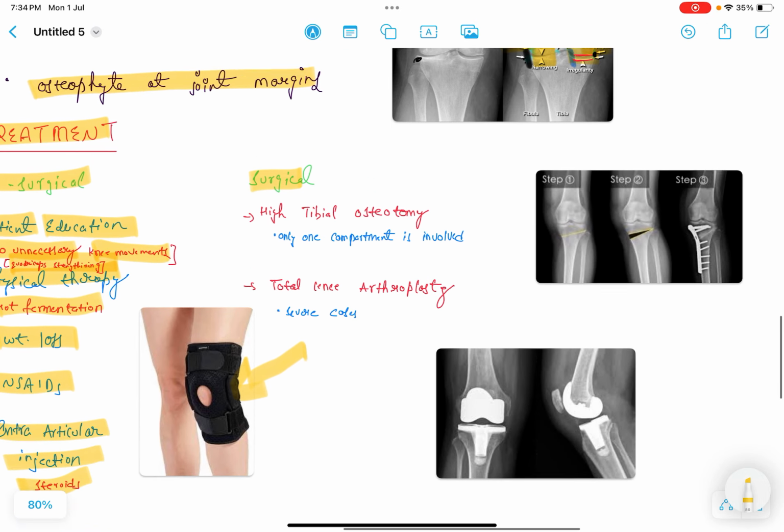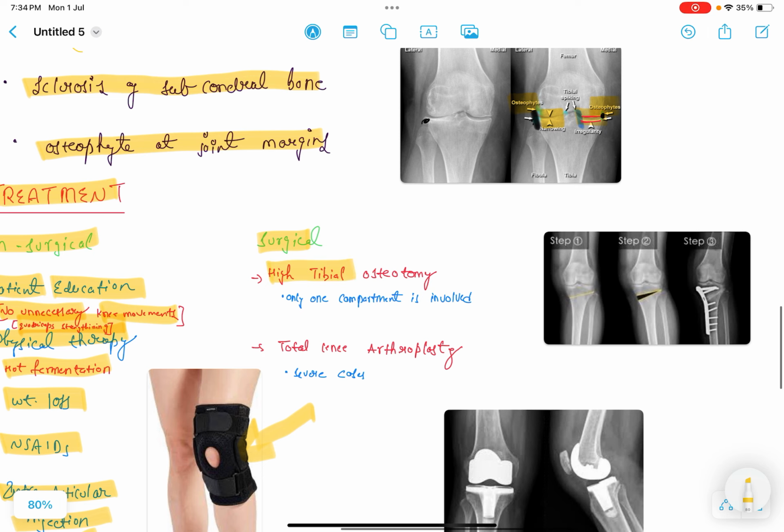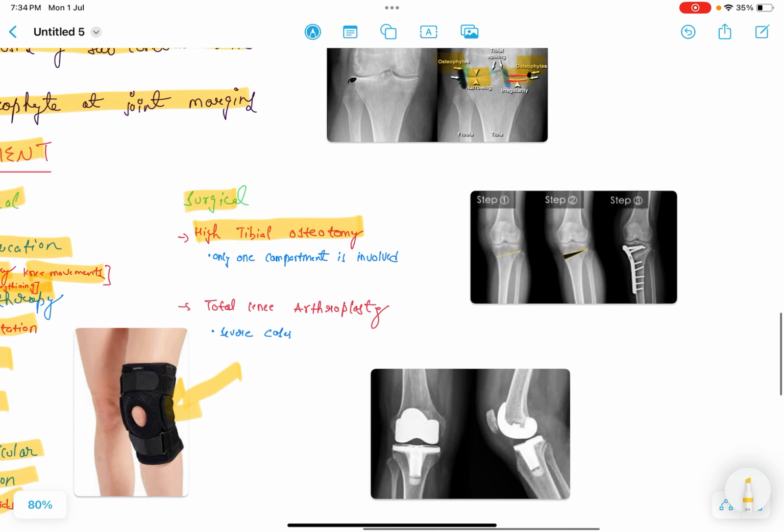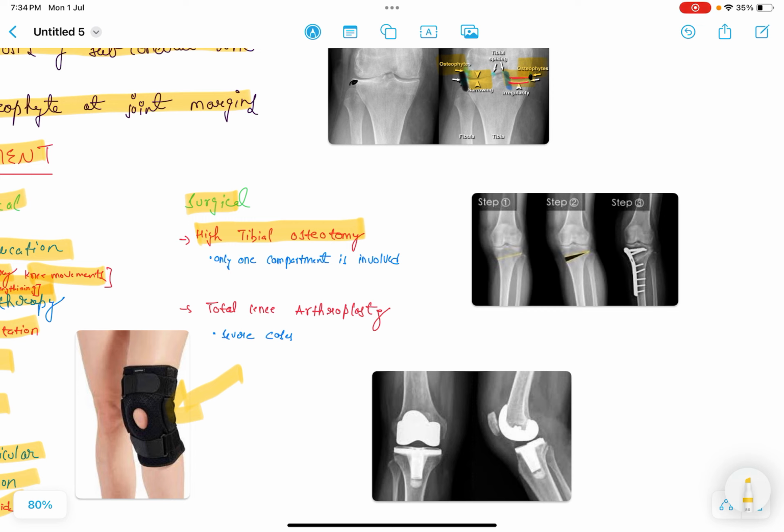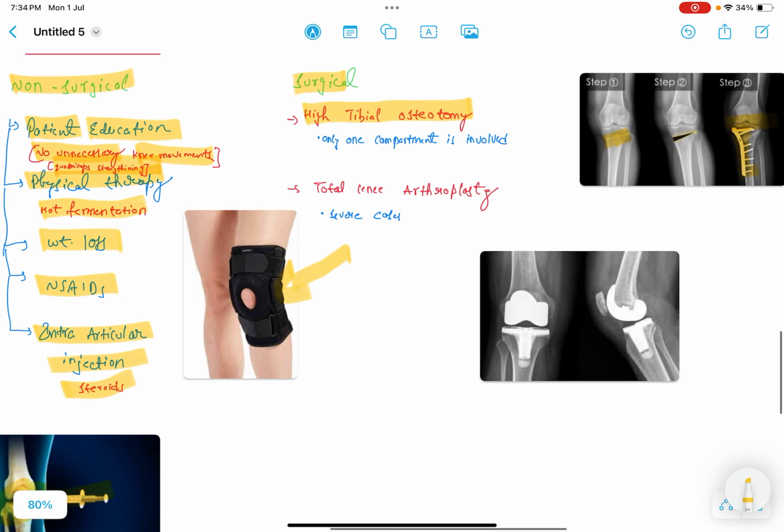Surgical treatment includes high tibial osteotomy. In this, a small part of the tibia is cut, and it is fixed with some external appliances so that the space is increased. Next, total knee arthroplasty. It is done in the severe cases.